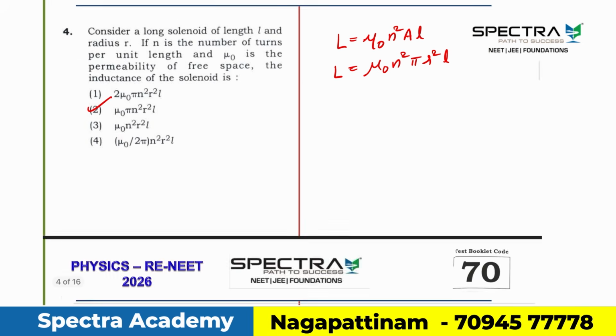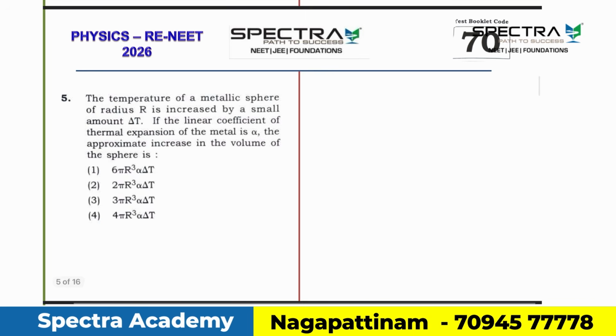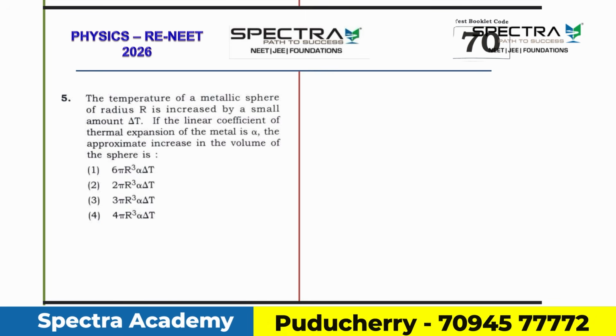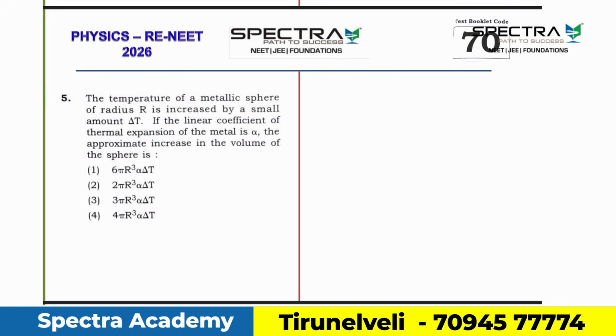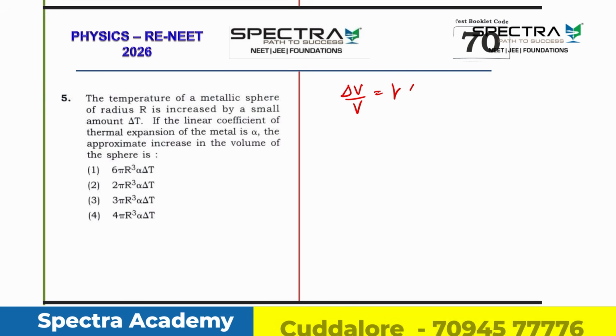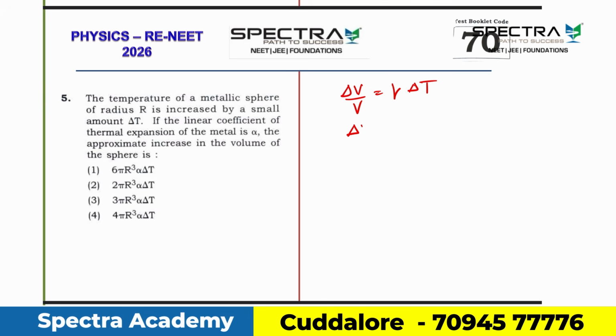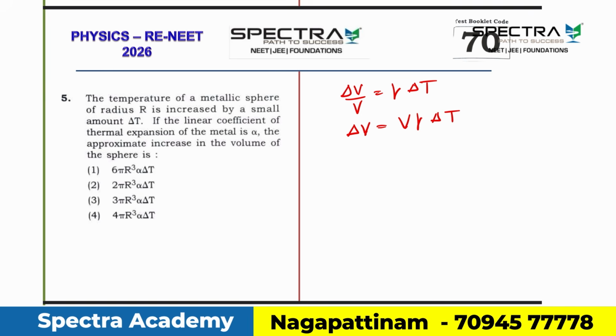Next question. Question number 5. The temperature of a metallic sphere of radius capital R increased by a small amount delta T. If the linear coefficient of thermal expansion of metal is alpha, then the approximate increase in the volume of sphere is. It is a direct question. Volume of the sphere increase means delta V is required. So we know delta V by V is equal to gamma delta T. So approximate change in volume, that is delta V is equal to V gamma delta T.